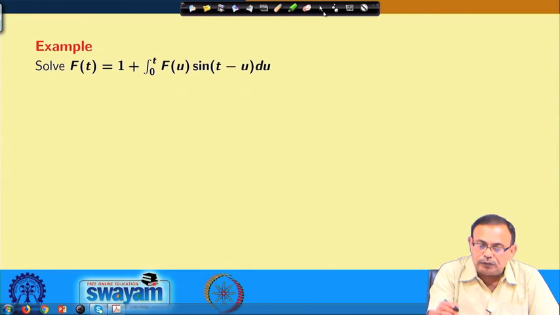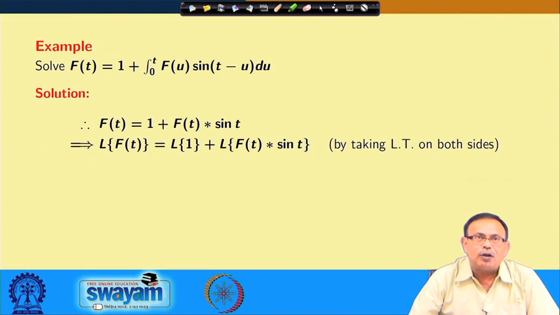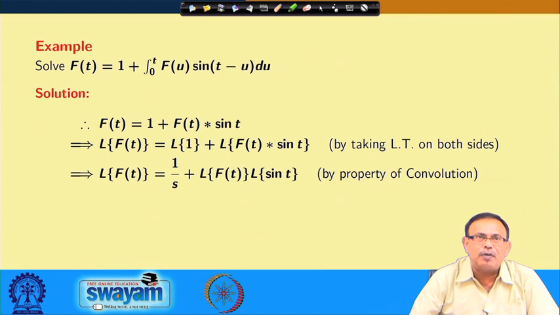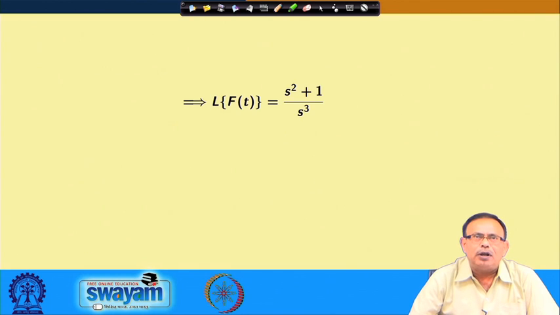Let us see quickly here also. f(t) equals 1 plus f(t) star sin t. So, we write the Laplace transform of f(t) in this format: the Laplace transform of f(t) equals 1 by s plus the Laplace transform of f(t) into the Laplace transform of sin t. Putting the value of the Laplace transform of sin t equals 1 by s square plus 1, we take the Laplace transform of f(t) into 1 by s square plus 1 on the left hand side. So, the Laplace transform of f(t) into that term equals 1 by s, and in the next step the Laplace transform of f(t) equals s square plus 1 by s cube.